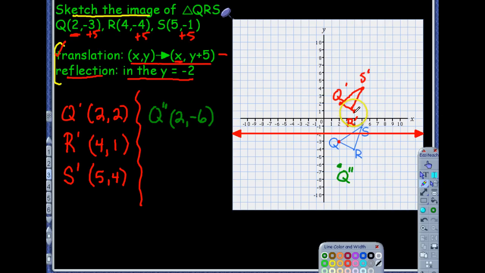So for R, we have to go down 1, 2, 3. There's our R double prime, and that is at 4, -5.